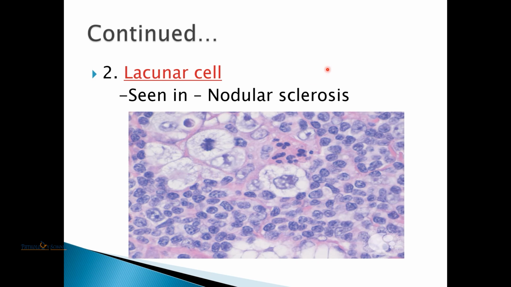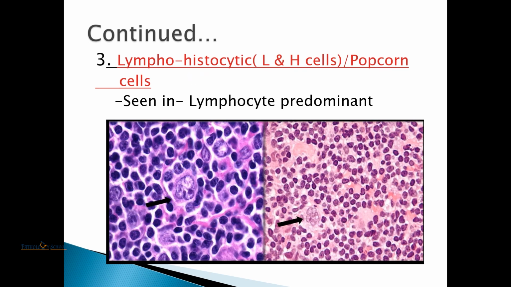Coming to the second type, this is the lacunar cell. We can see a clear space or lacuna around the RS cell, and hence it is known as lacunar cell type of RS cell, and it is seen in nodular sclerosis of Hodgkin lymphoma. The third type is the lymphohistiocytic or popcorn cell. We can see the multilobulated nucleus of the RS cell, and it is found in lymphocyte predominant type of Hodgkin lymphoma.